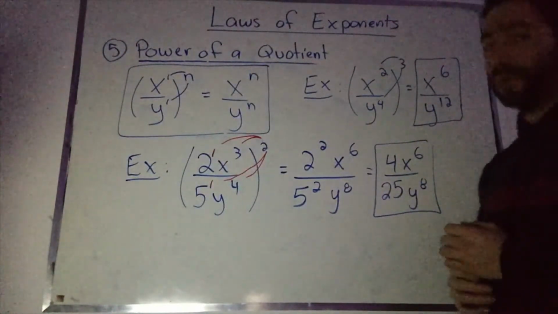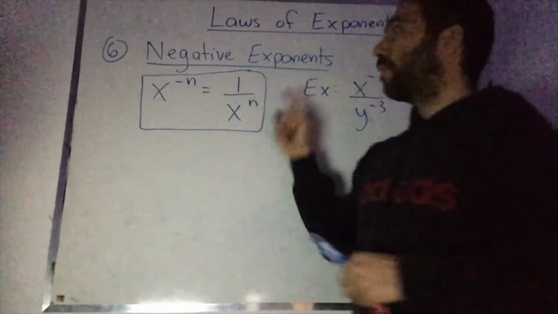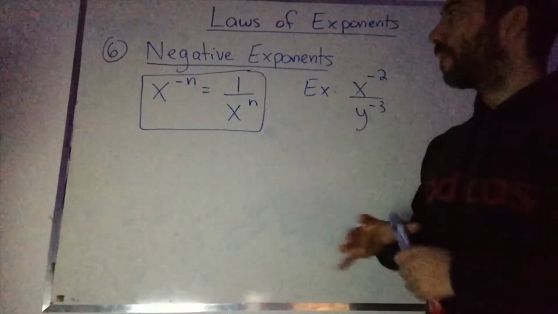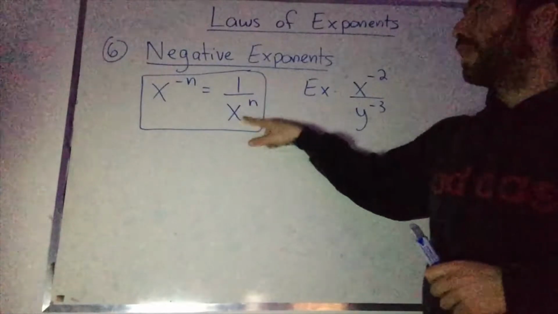Okay, let's take a look at the next property. So the next property, property 6, is negative exponents. This is one that students struggle with mightily, but it's pretty simple. So the property is x to the negative n, and that's equal to 1 over x to the n.